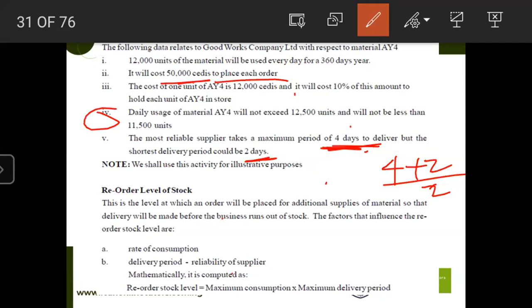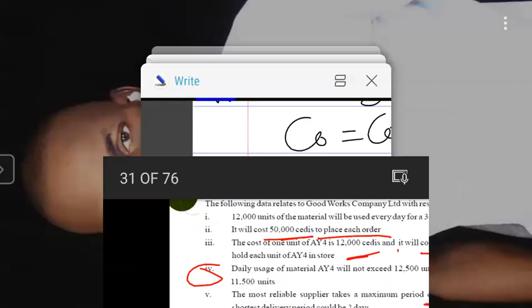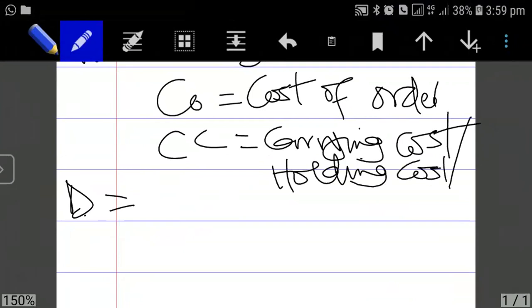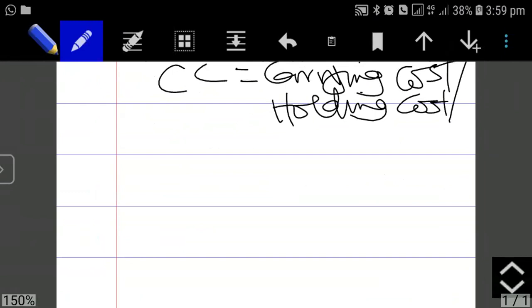How much is the carrying cost? They said the cost of holding one unit is 10% of 12,000. Carrying cost is the same thing as holding cost. Now that we know what we want to calculate, as I've said, I've already used my math to solve it, so let us solve together now.